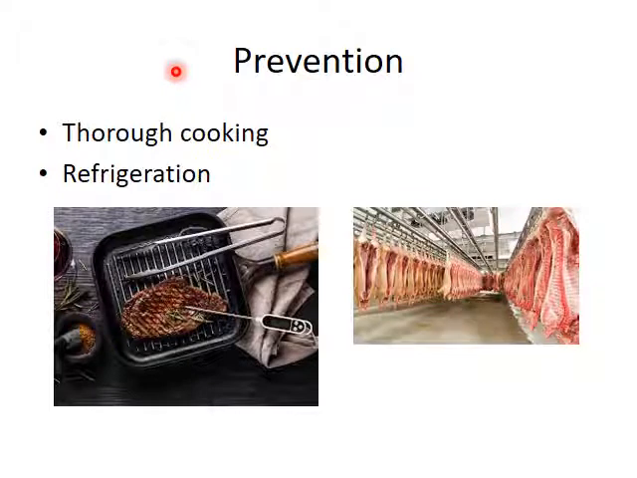For prevention of intestinal taeniasis, adequate cooking of the beef or the pork is required. Thorough cooking at 65 degrees Celsius for 5 minutes is adequate, and refrigeration at 4 degrees Celsius. There are other methods for prevention like meat inspection and effective fecal disposal so that infection to cattle and pigs can be prevented.